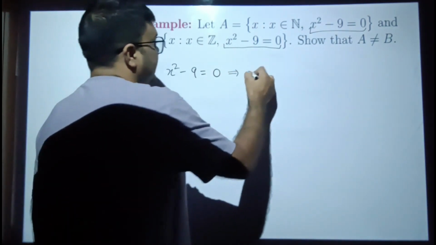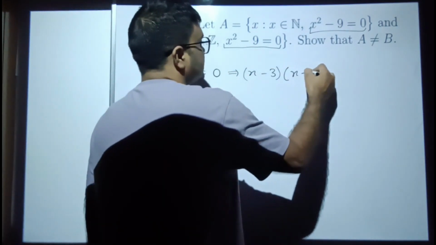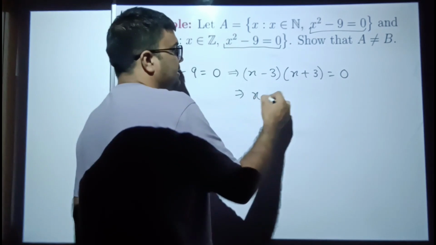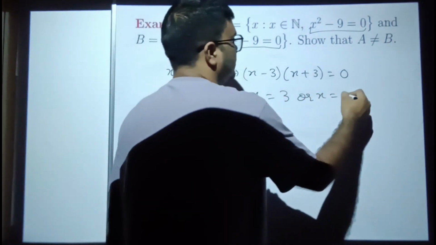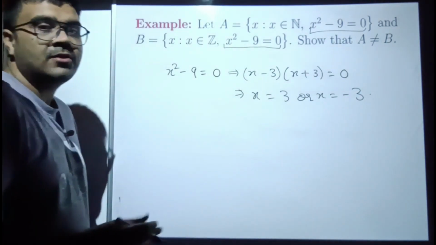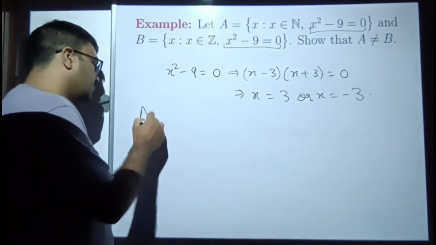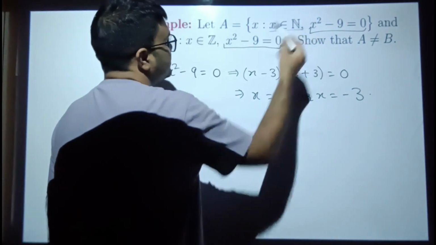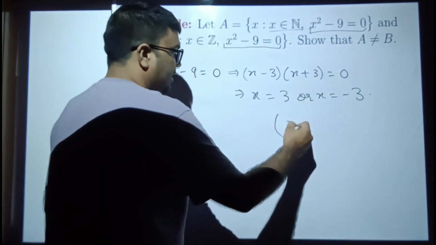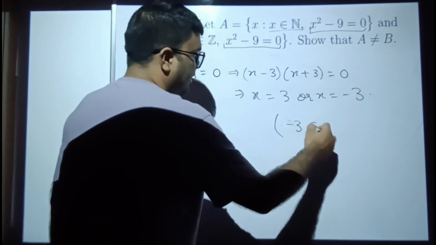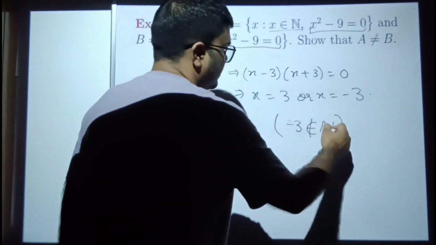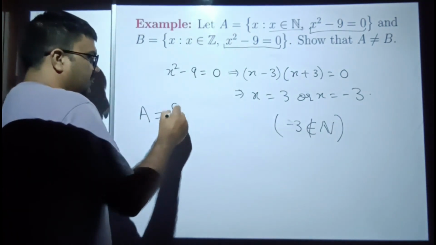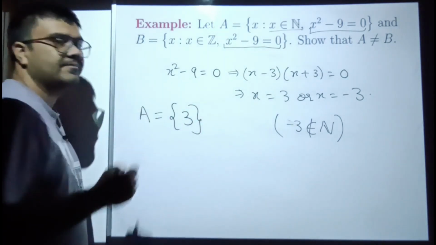So if we solve this, we get x minus 3 into x plus 3 equal to 0. So this implies x is equal to 3 or x is equal to minus 3. Now we come to the second conditions in both these cases. When we are talking about the set A, we have an additional condition that x can only be a natural number. And we can see that minus 3 is not a natural number. So minus 3 cannot be an element of the set A. So the only element we have is 3.